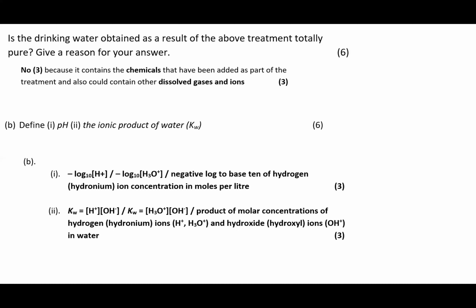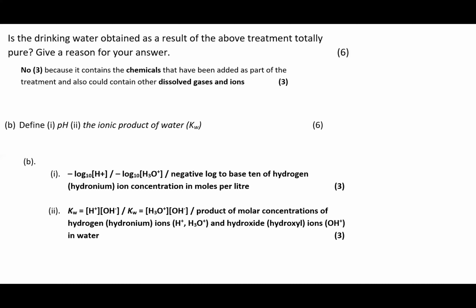And we have 2 definitions here. So pH is minus log to the base 10 of the concentration of H+, or you could say minus log to the base 10 of the concentration of the H3O plus ions, or you could just write it out, negative log to the base 10 of hydrogen or hydronium ion concentration in moles per liter.